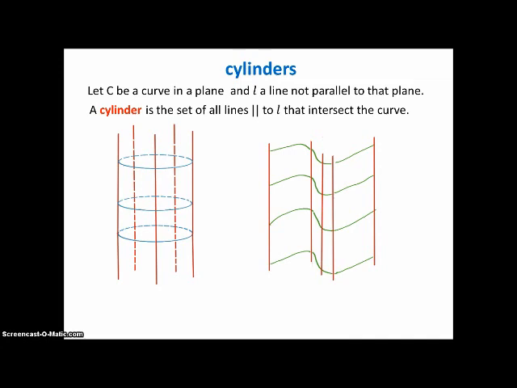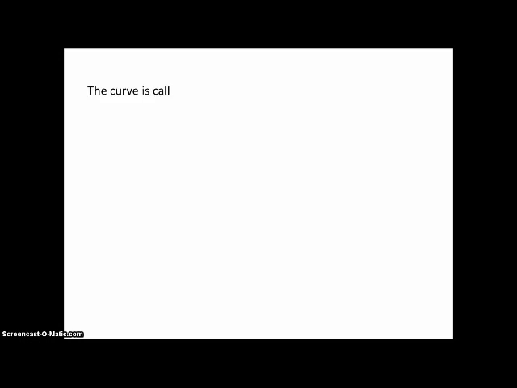Now, on the left, we have a right circular cylinder, the one that most people think of when you think of a cylinder, except notice that in math class, the cylinder doesn't stop. It goes up forever and down forever. And then on the right, we just have a peculiar looking screen looking thing that is also considered a mathematical cylinder. The curve is called the generator, and the lines are called rulings.